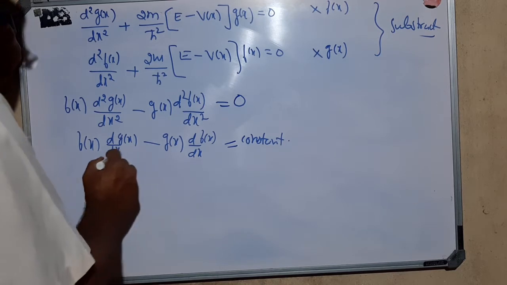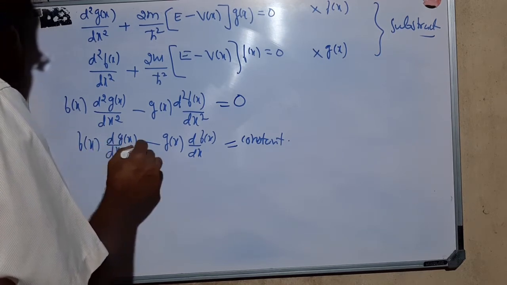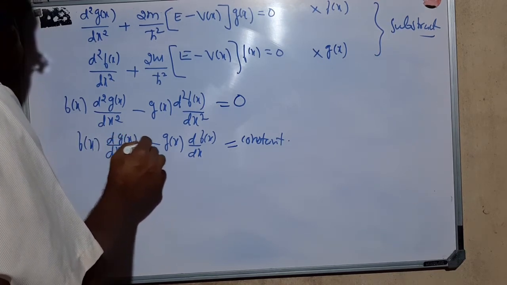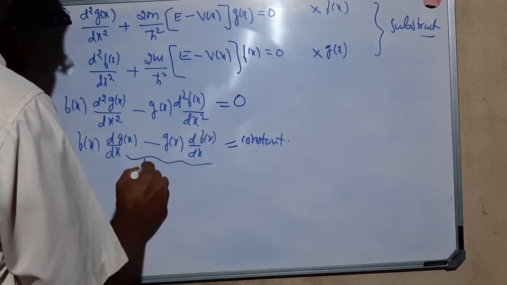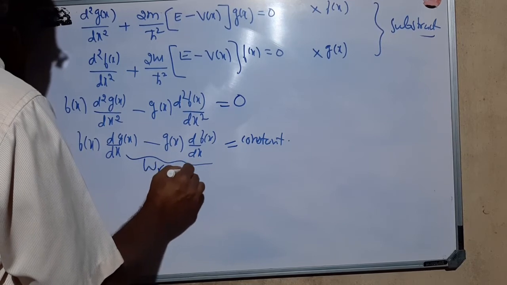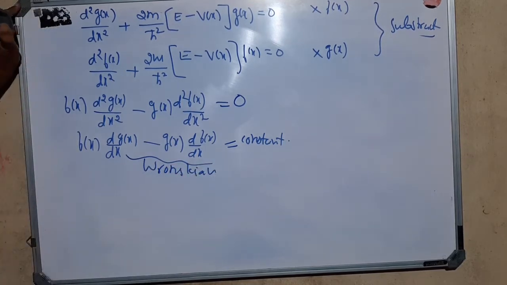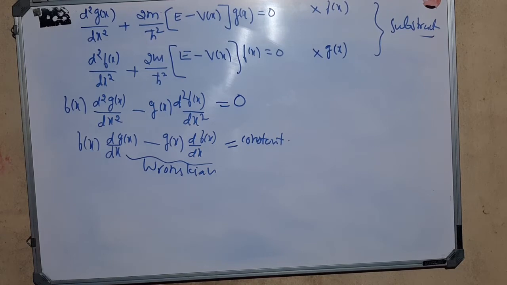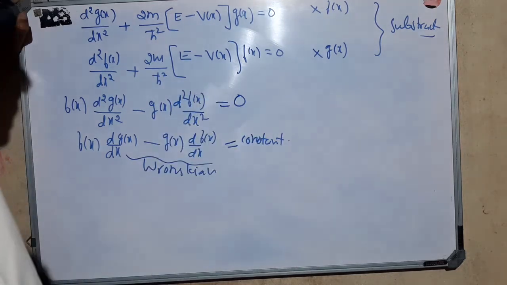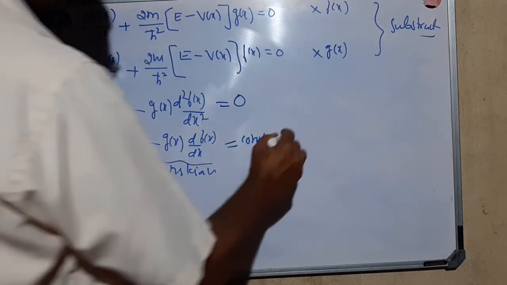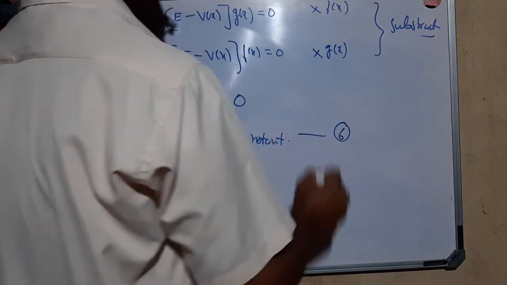Right. So this f of x into d by dx of g of x minus g of x into d by dx of f of x, this is called Wronskian. See, Wronskian is used in differential calculus in order to prove that the solutions are two independent solutions. If solutions are independent, then Wronskian becomes a constant. This is the equation number 6.